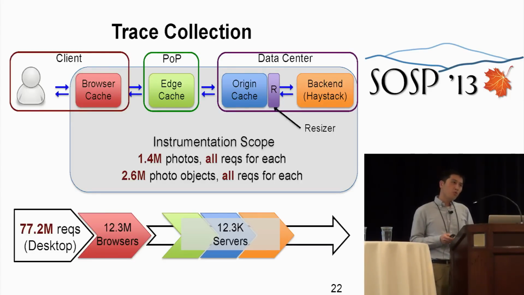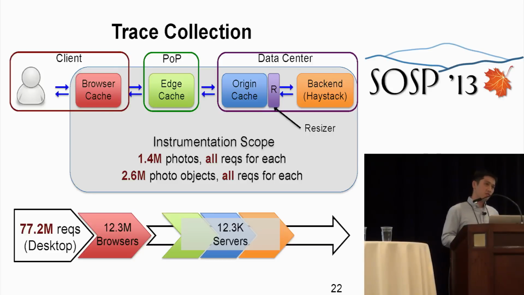But the 1.4 million number is not the real number of objects we have seen in the cache. Why? Facebook also resizes photos for different application scenarios and also screen sizes. So they have an additional layer called resizer conducting this computation between origin cache and the backend. And after resizing, every photo variant is a distinct object stored in the cache. So what it means in the end, we collect the traffic for 2.6 million photo objects.